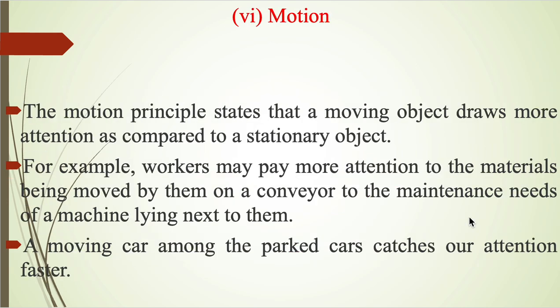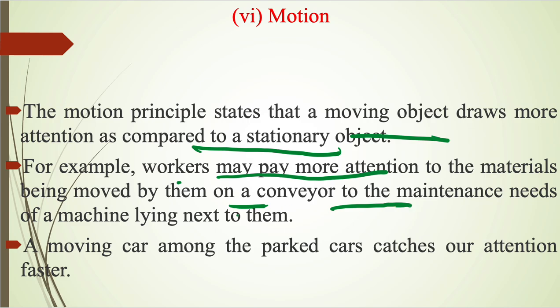The motion principle states that a moving object draws more attention as compared to a stationary object. For example, workers may pay more attention to the materials being moved by them on a conveyor than to the maintenance needs of a machine lying next to them. A moving car among the parked cars catches our attention faster. So moving items generally catch more attention than stable objects. So these are the various external factors of perceptual selectivity.